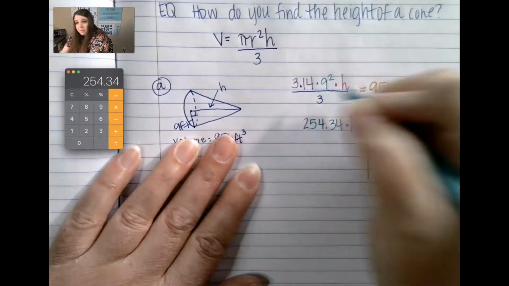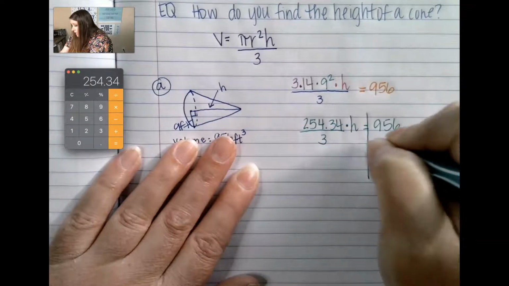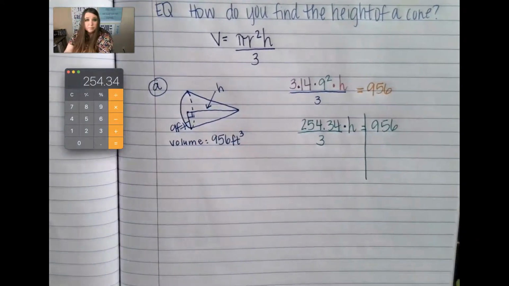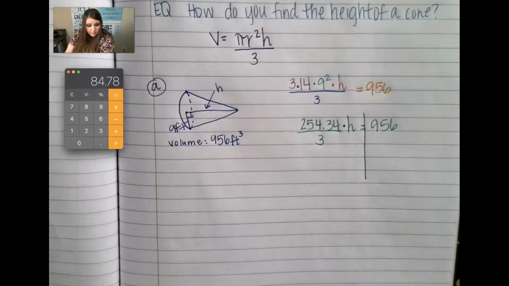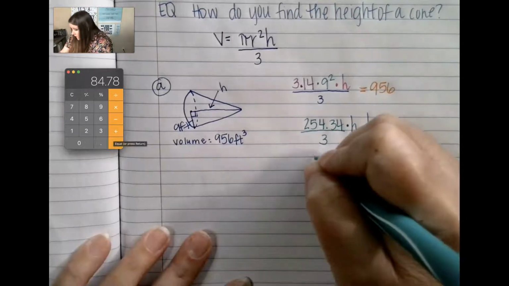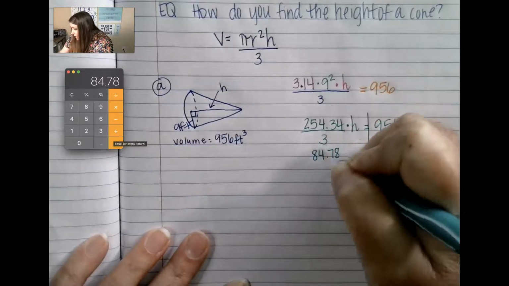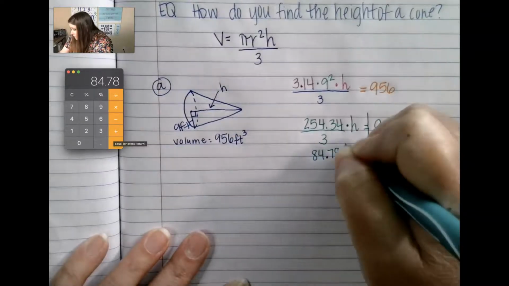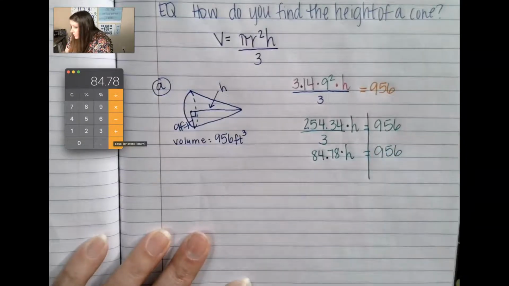And we still have this divided by 3. So we're going to divide by 3 to get h by itself. Let's go ahead and divide this by 3, and that's going to give us a total of 84.78. So 84.78, and we're multiplying this times the height. Again, we still have 956.